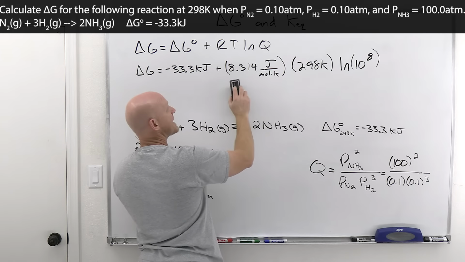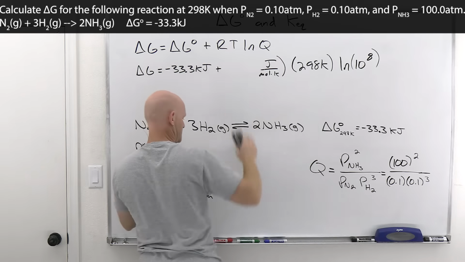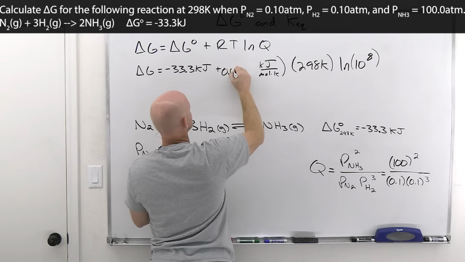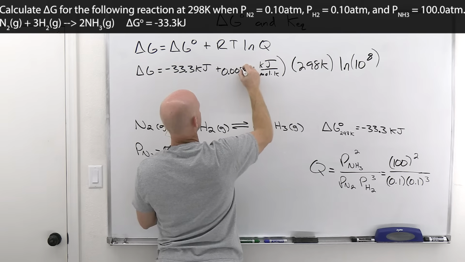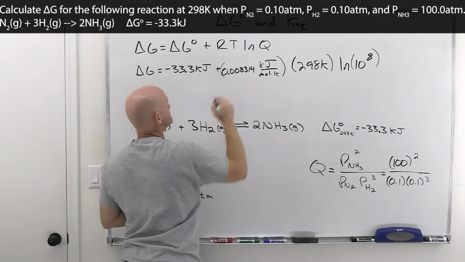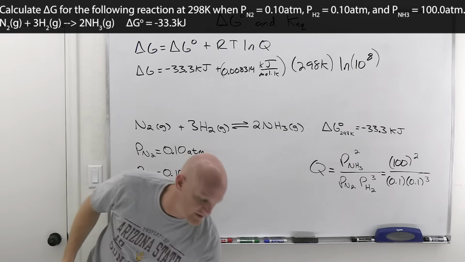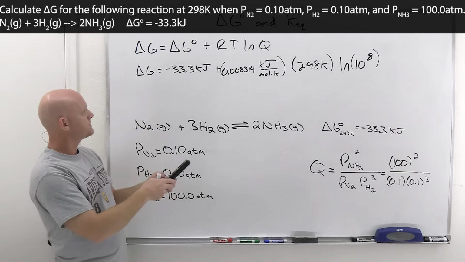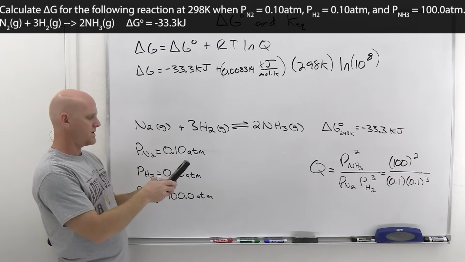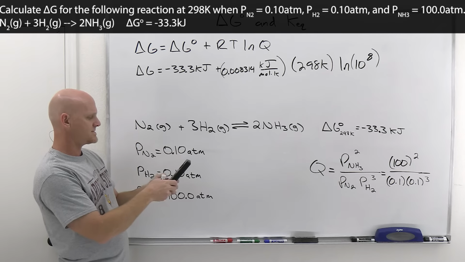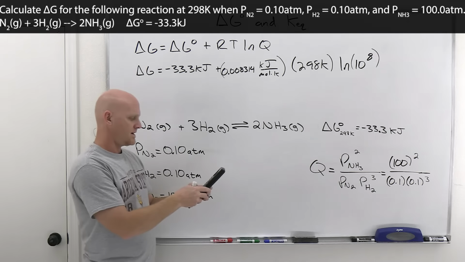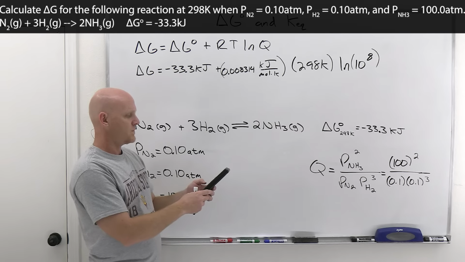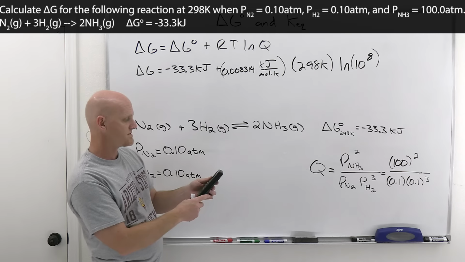So instead of 8.314, I'm going to have to divide that by 1,000 to turn it into kilojoules. And that's going to be 0.008314 kilojoules per mole Kelvin now. And now we're ready to do some plugging and chugging in our calculator here. So we've got negative 33.3 plus 0.008314 times 298 times the natural log, and I'm going to put it in as natural log of 1 e to the 8th in my calculator, and we're going to get 12.3 kilojoules.